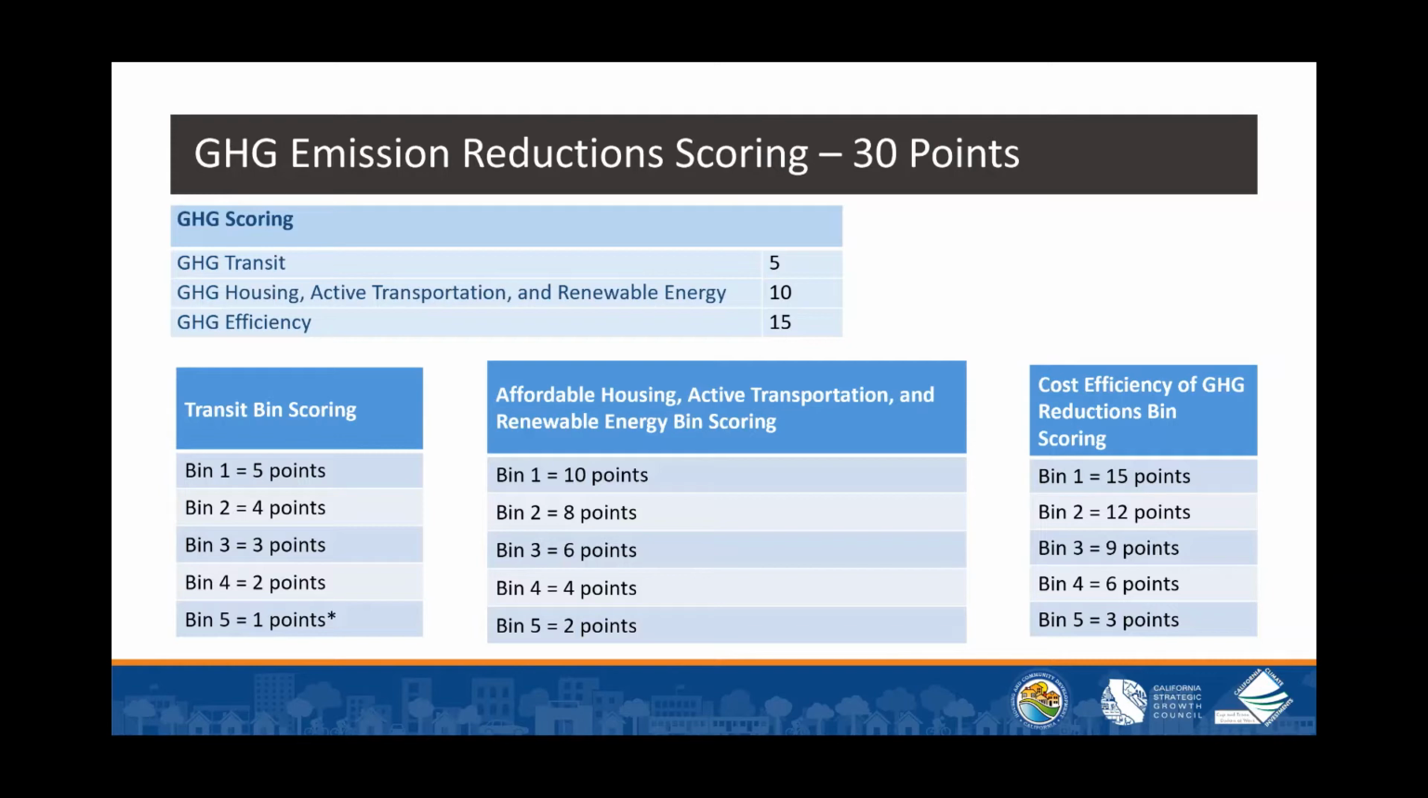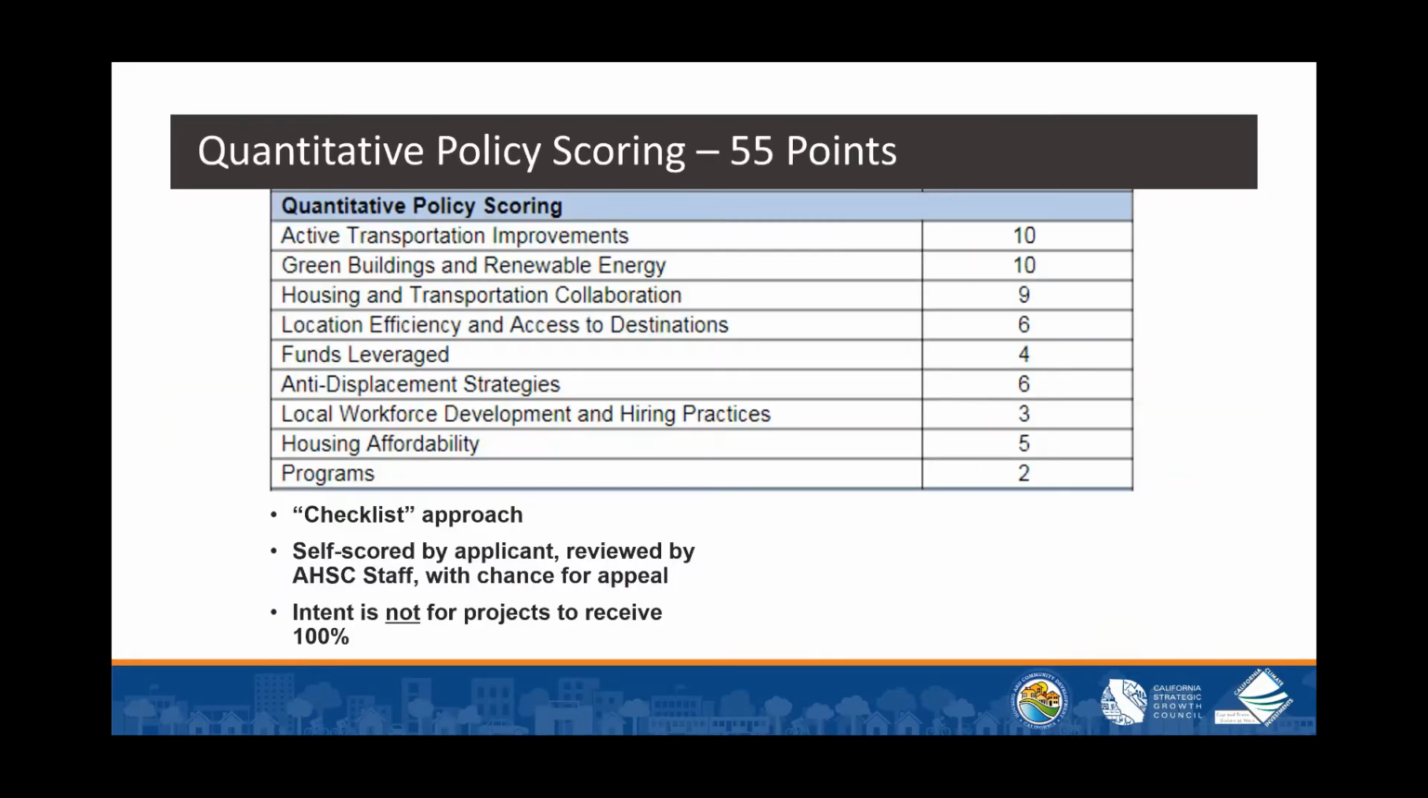Each category is divided into 20% increments through a binning process. If your project is in the top 20% of the GHG reduction within your project area type, then you will receive the maximum points and fall into bin 1. Remember, binning is calculated based on project area type. For example, all transit-oriented development will be ranked against each other. Likewise with the CIP and the RIPA projects.